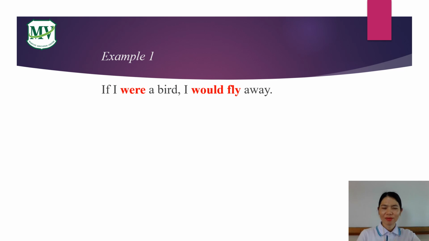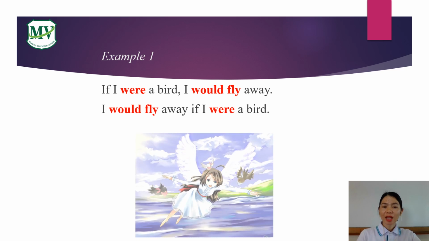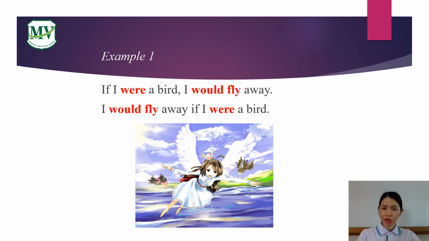Example number 1. If I were a bird, I would fly away. Or I would fly away if I were a bird. Actually, this is impossible, right? Because you are human, you cannot be a bird. That's why we use second conditional, structure number 2.